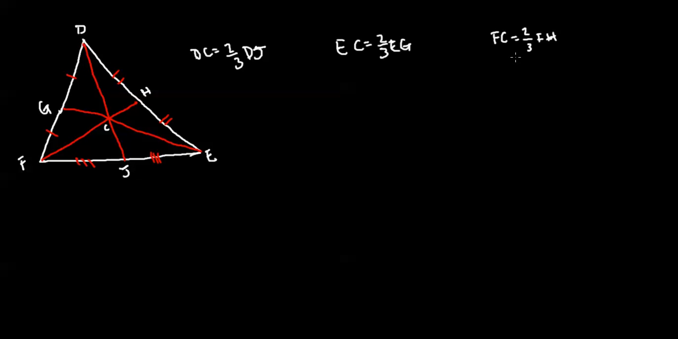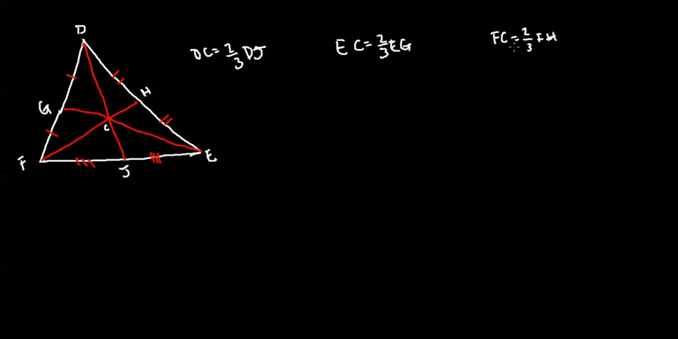Now we're going to look at theorem 5.8. The name of the theorem is the concurrency of medians theorem. The theorem states the medians of a triangle are concurrent at a point that is 2/3 the distance from each vertex to the midpoint of the opposite side.